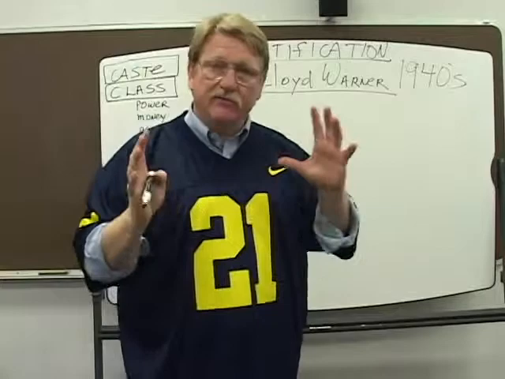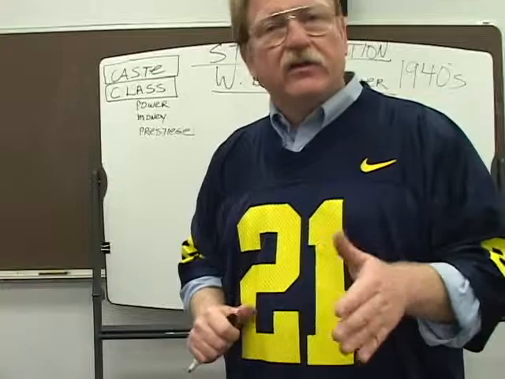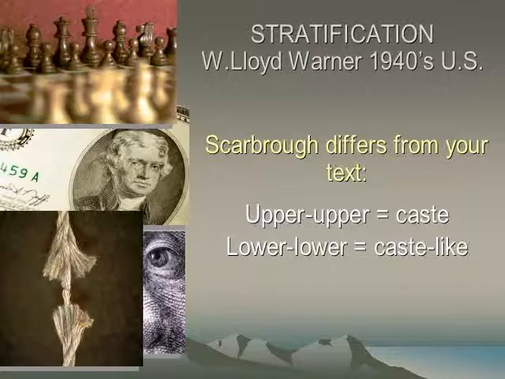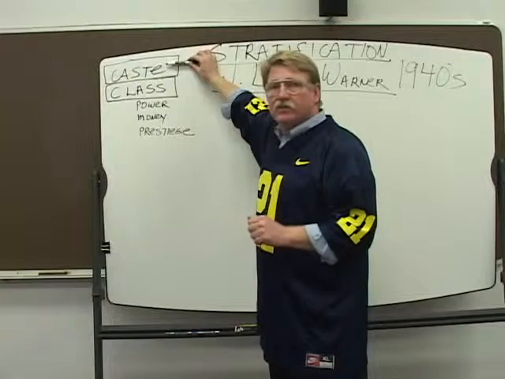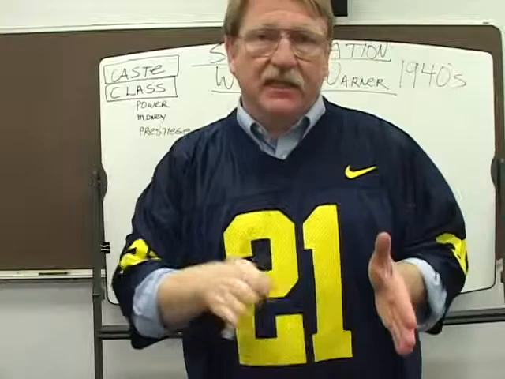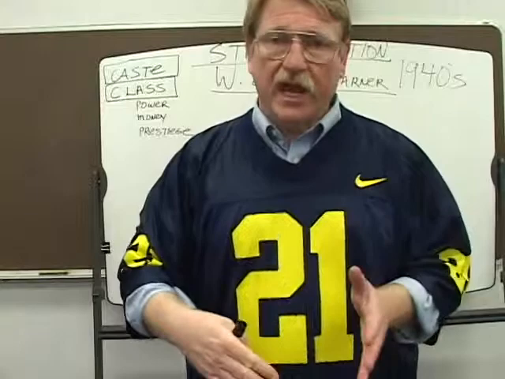What I'd like to argue is a little different than your book argues. I'll argue that W. Lloyd Warner really didn't describe a pure class system, but a combination class-caste system. I'll argue that the upper-upper class is really a caste. You can't earn your way into it, no matter how much money you make. And I'll argue that, to some degree, the lower-lower class is caste-like. You can get out of it, and people do, but the vast majority of people born into the lower-lower class have real trouble getting out of it.